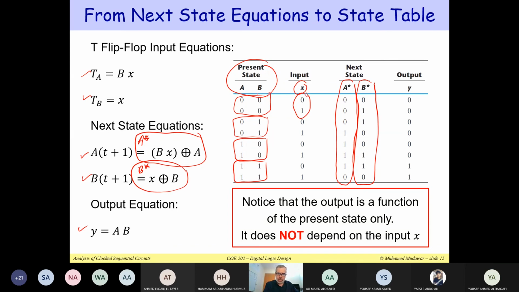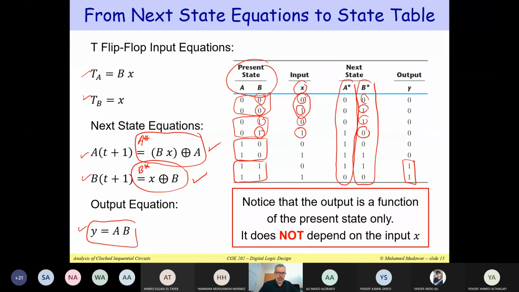Okay, so notice that here when you XOR 0 with 0, X with B, you get 0. When you XOR it with 1, you get 1. The same thing here, 1 XOR 0, you get 1. And 1 XOR 1, you get 0. So that's basically how we obtain B star. All what we have to do is evaluate this equation. You can do the same thing with A star by evaluating this equation. And the output Y is simply A and B. So basically, when both A and B are both 1 and 1, you get the output Y equal to 1. And it does not depend on X. It only depends on A and B.